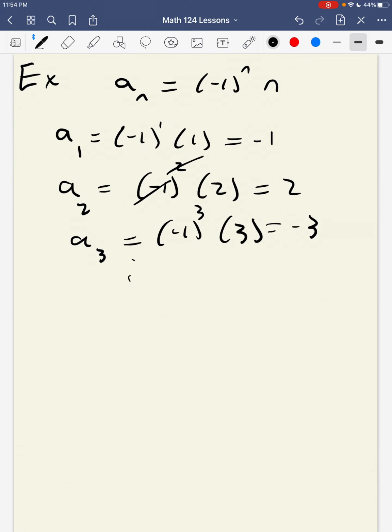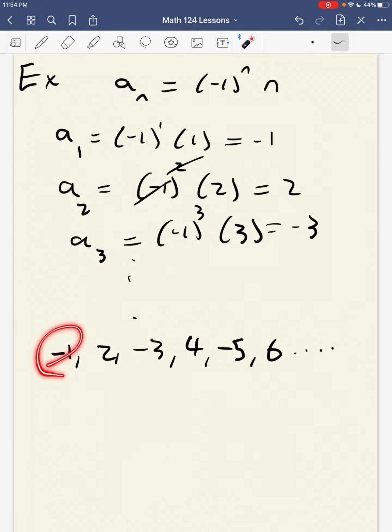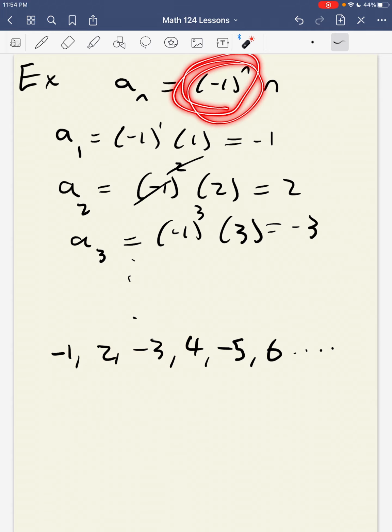And as you can see, you can already see the pattern now. We're going to get negative 1, positive 2, negative 3, positive 4, negative 5, positive 6. We get this alternating sign because of this here.